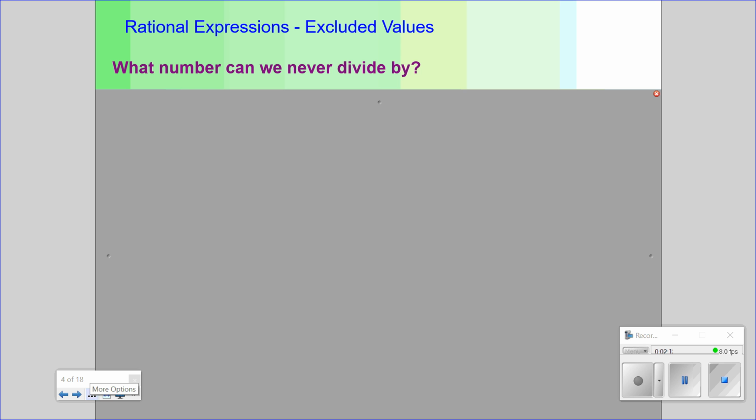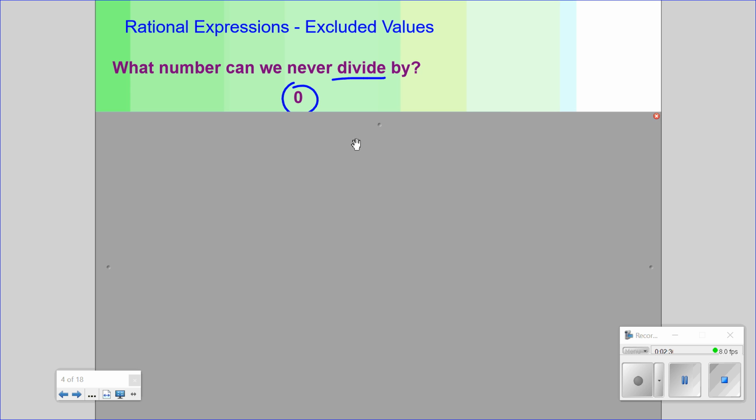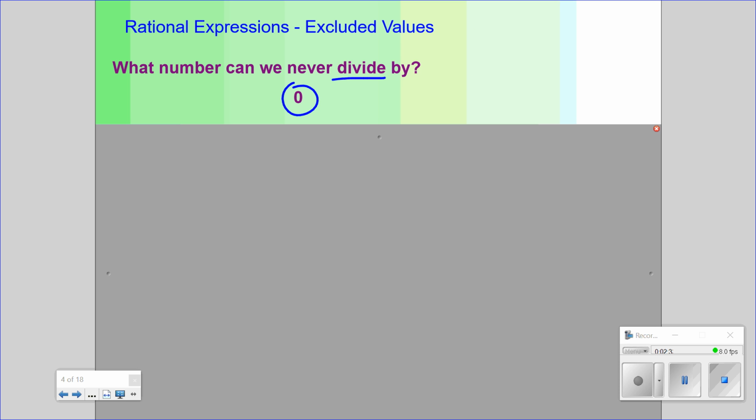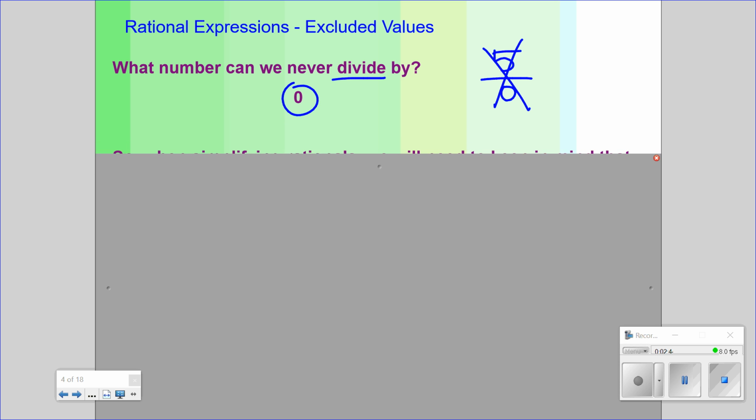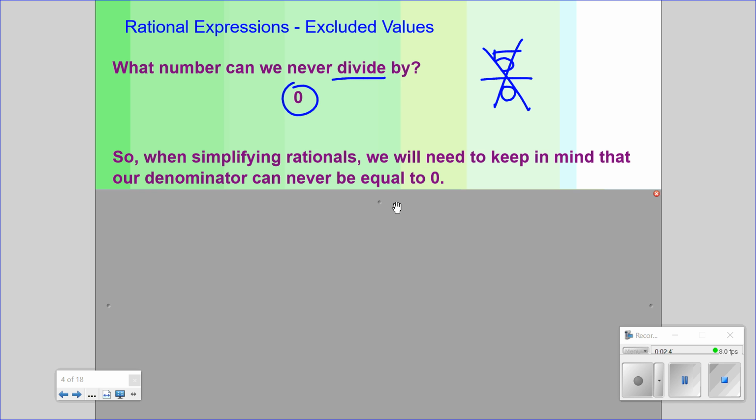Okay, before we get too far into our simplifying practices, since we're dealing with division, we do need to think about what number we can never divide by. It's important to remember that you can never divide by 0. I always say, remember that we are mathematicians, not magicians. We can't take something like 5 pieces of pizza and divide it into no parts and make them go away. This is not possible. It's undefined. So, with that being said, when we are simplifying rational expressions, we do need to keep in mind that our denominator can never be equal to 0.